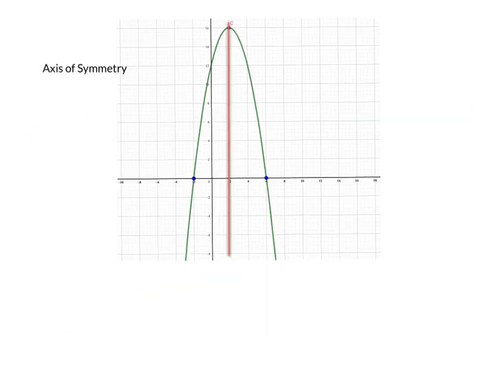Now, the last point that I will discuss here is the axis of symmetry of a quadratic function. If you look at this parabola, this line passing through the turning point, parallel to the y-axis, will divide the parabola into two equal halves. Therefore, my axis of symmetry is x equal to the x-coordinate of the turning point. So that is my axis of symmetry.